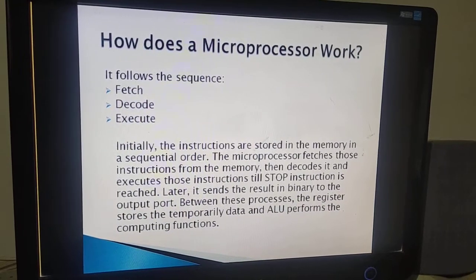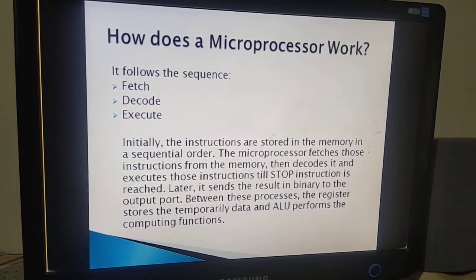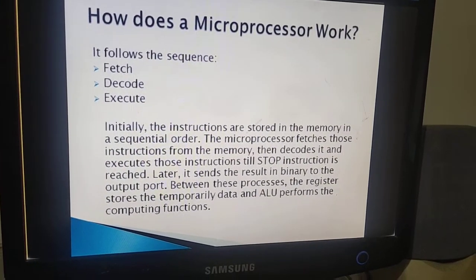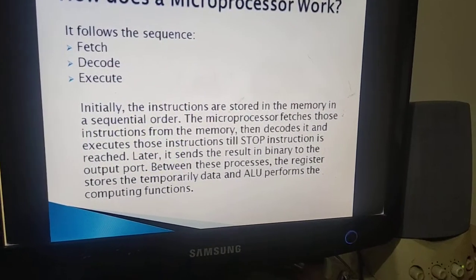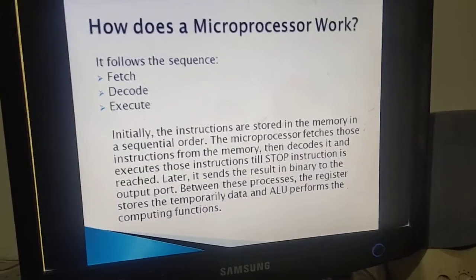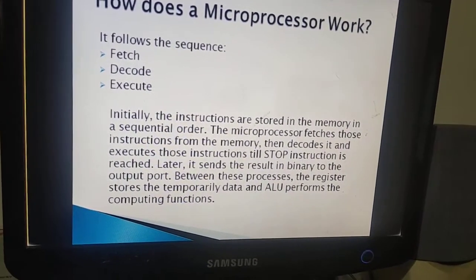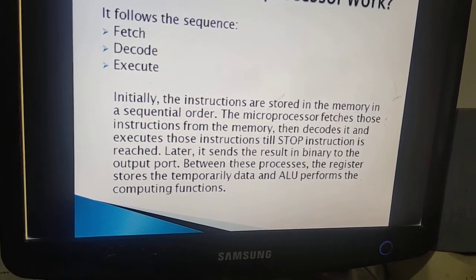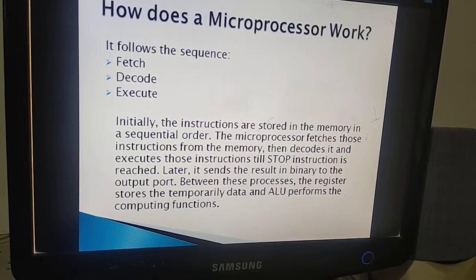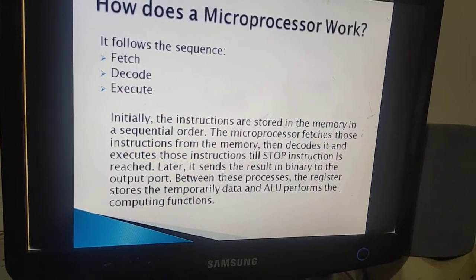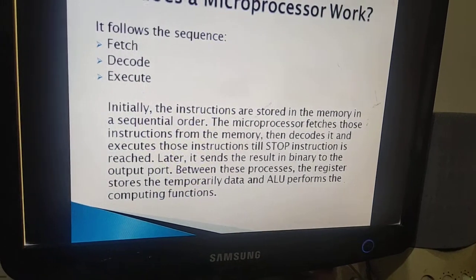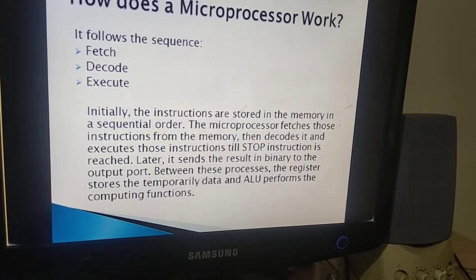Now comes the main important question: how does a microprocessor work? It follows three important sequences: fetch, decode, execute. Now let us see this sequence one after another. Initially, the instructions are stored in the memory in sequential order. When I say sequential, it means one after another.